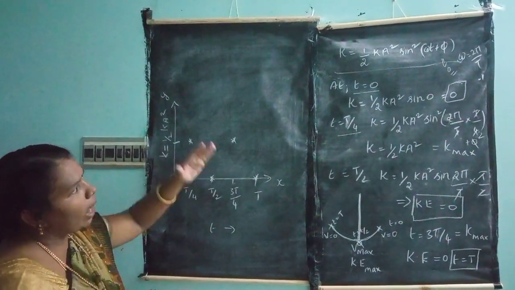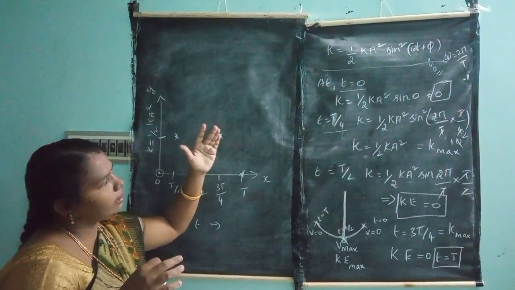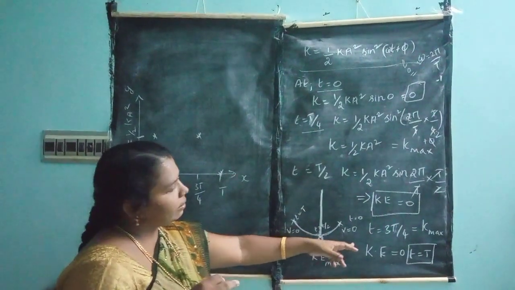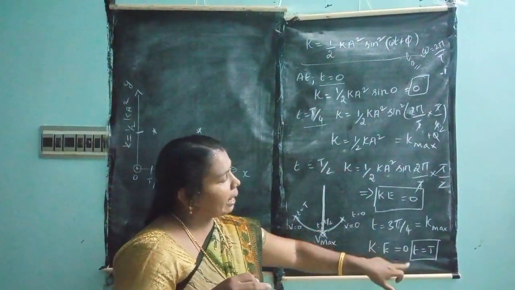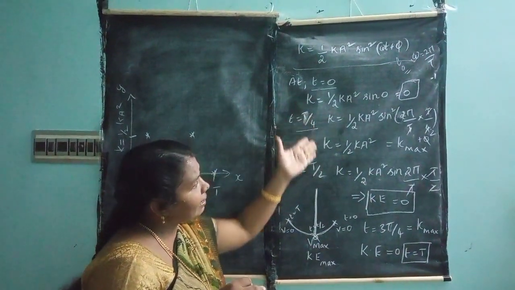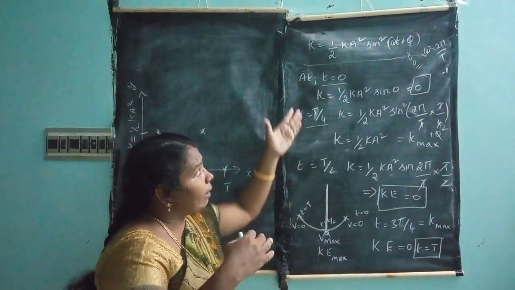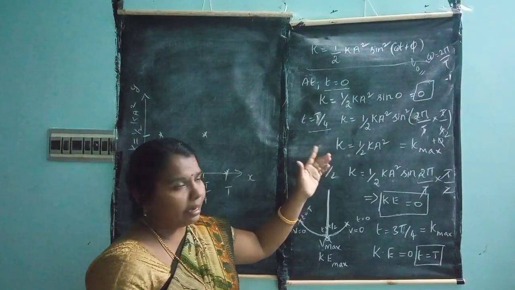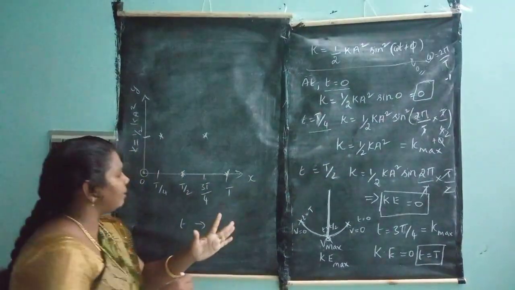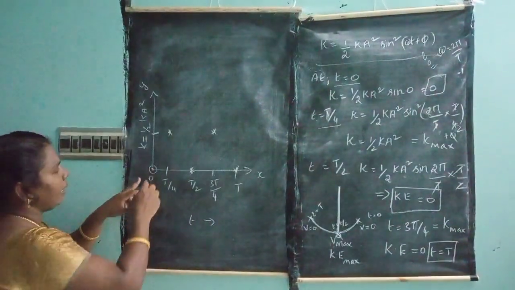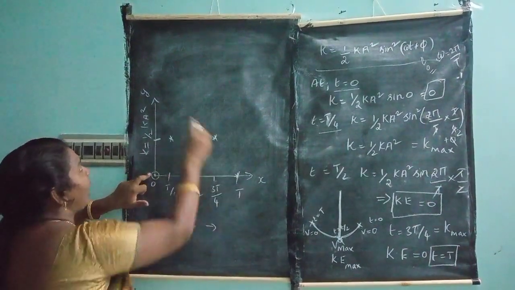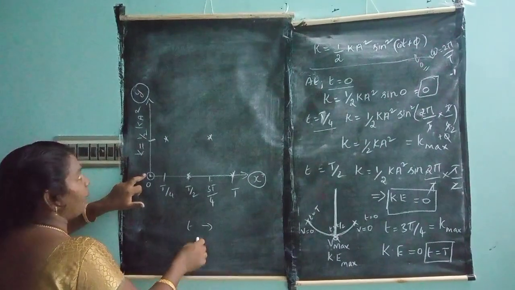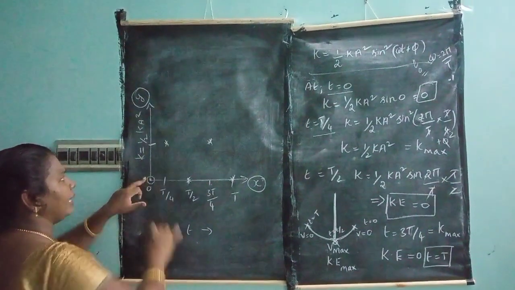See here, at time t equal to 0, t equal to T by 4, t equal to T by 2, then t equal to 3T by 4, and again t equal to T. So at these five steps I am finding the kinetic energy, and the time is varied, so the kinetic energy is also varied. So from that, see how I can plot it. This is the x-axis and this is the y-axis. On the x-axis I am taking the time, and on the y-axis I am taking the kinetic energy.